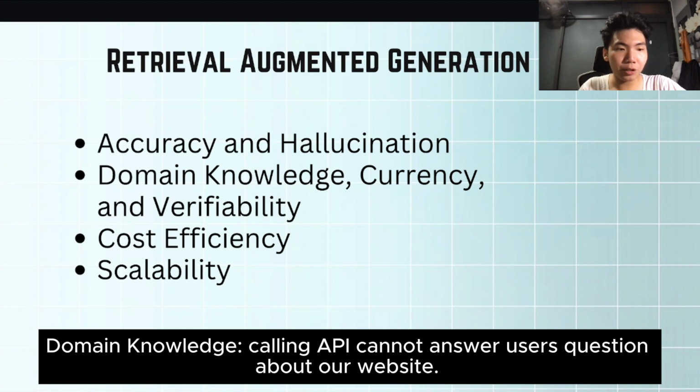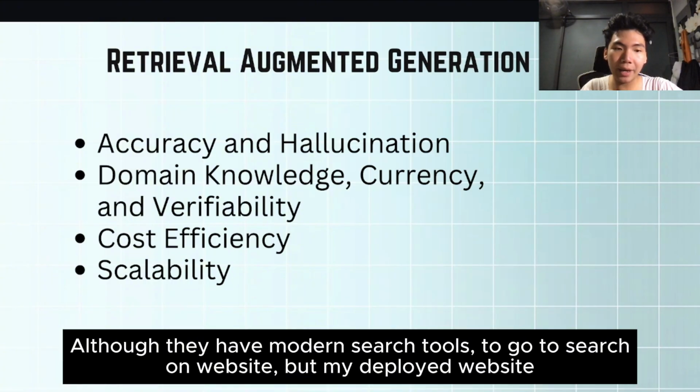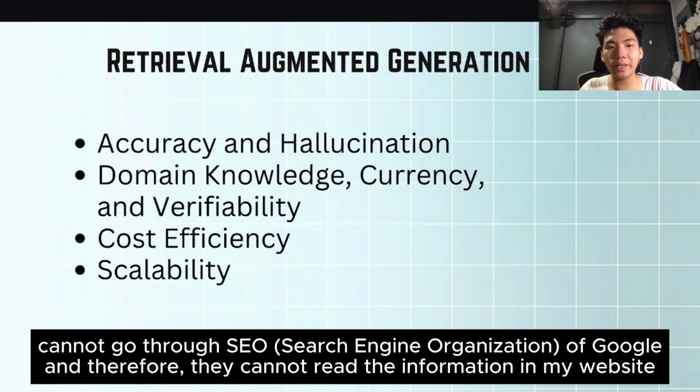About the domain knowledge, a core API cannot answer users' questions about our websites, although they can have modern search tools to go and search other websites. But my deployed website cannot go through the SEO, the search engine optimization of Google's, and therefore it mostly cannot read the information in my websites.